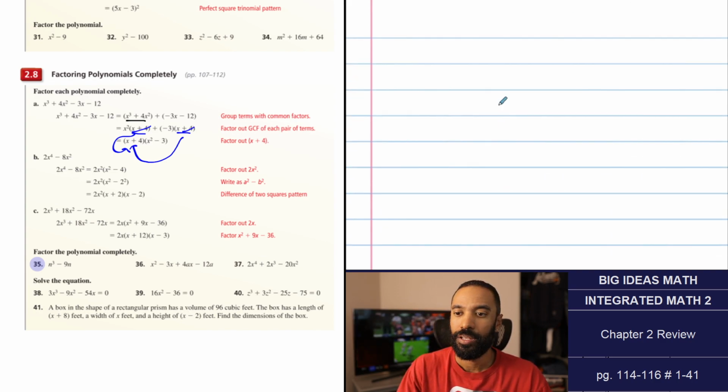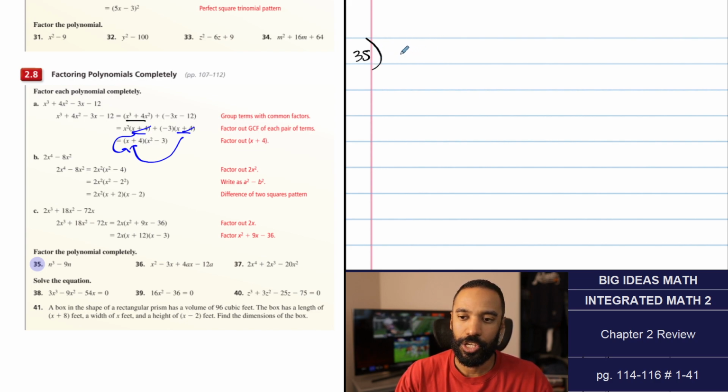We'll take a look. Let's start with number 35. N cubed, factor completely, n cubed minus 9n. I see a GCF of n.